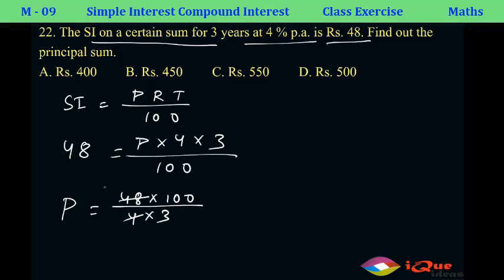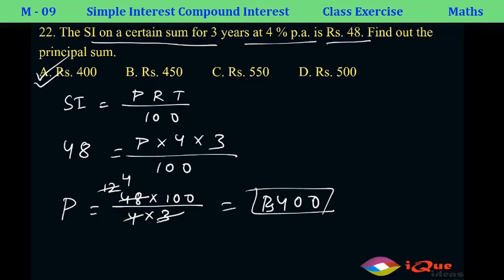Now 4 cancels 48 12 times. 3 cancels 12 4 times. So 4 into 100, that is 400 rupees. So this was a very simple direct question. That is, the answer is option A.